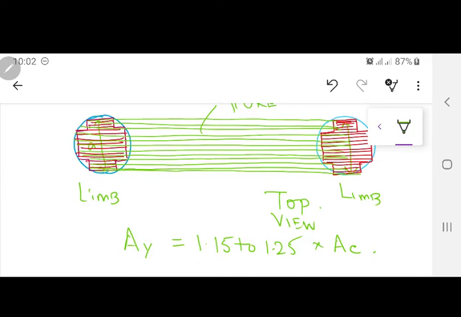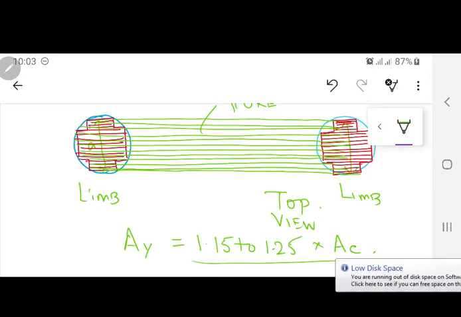So if you are designing a transformer supposedly a little bit into the saturation region for the limb, in the yoke keeping a little bit higher value of the area means same flux is passing, but phi is equal to B dot A. Increasing a little bit area means that B will be a little reduced now. So the core losses will be a little reduced in the yoke, because yoke is not of our importance. It's just a requirement to complete the flux path. So we are keeping it 15 to 25% larger than the area of the core.